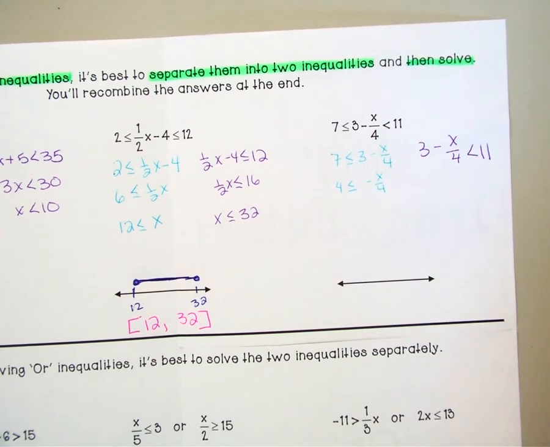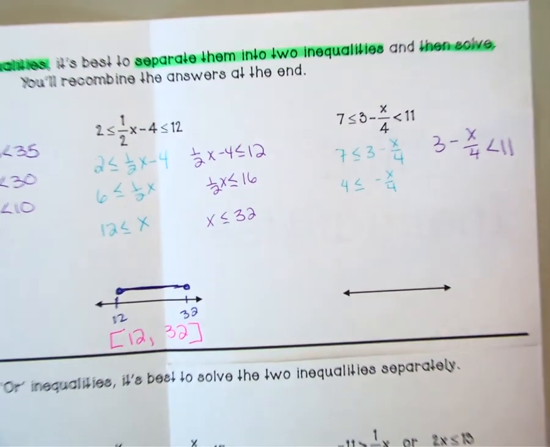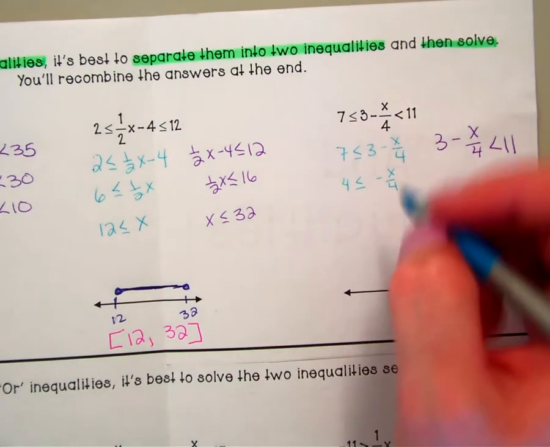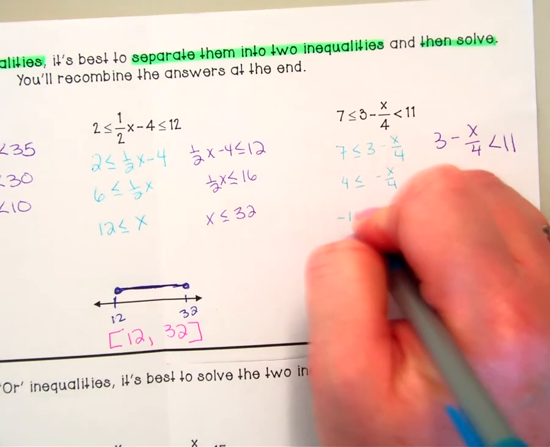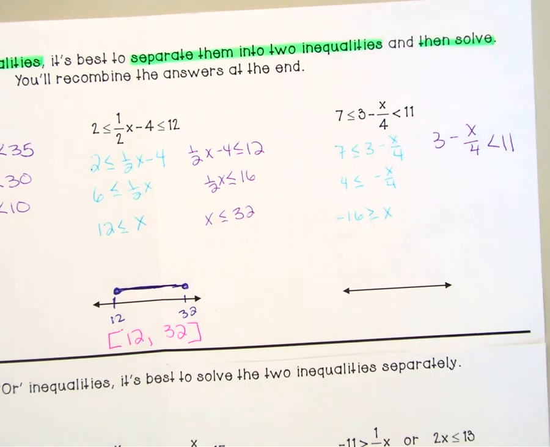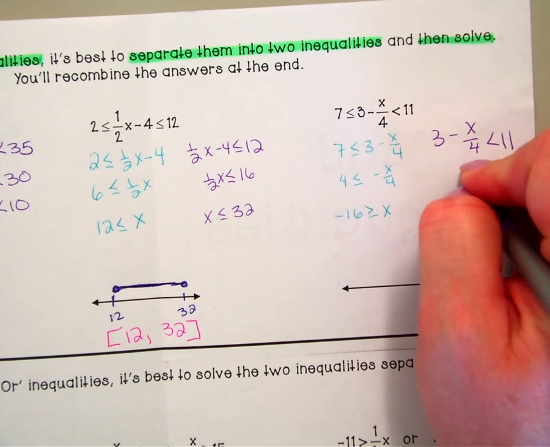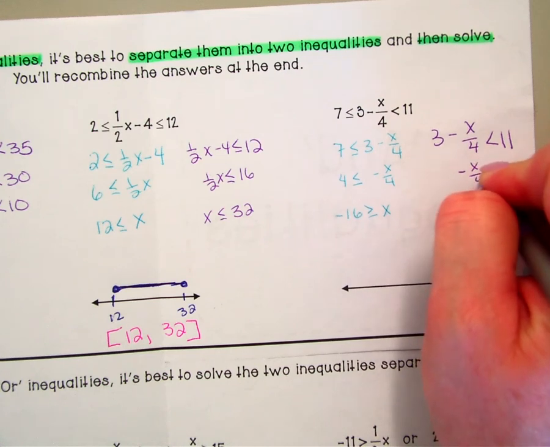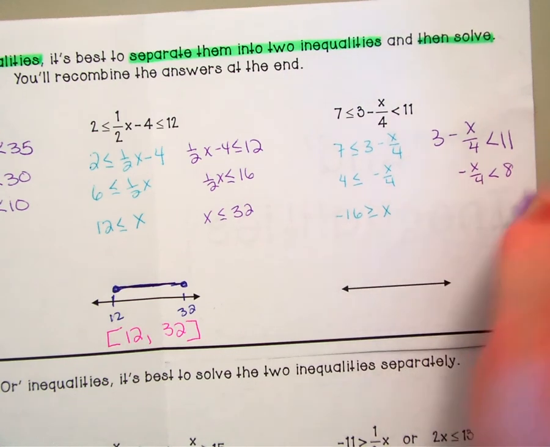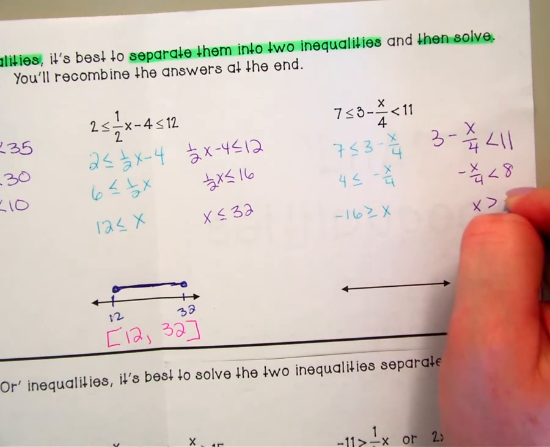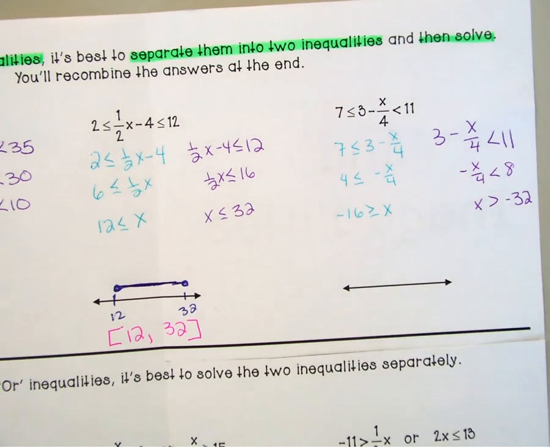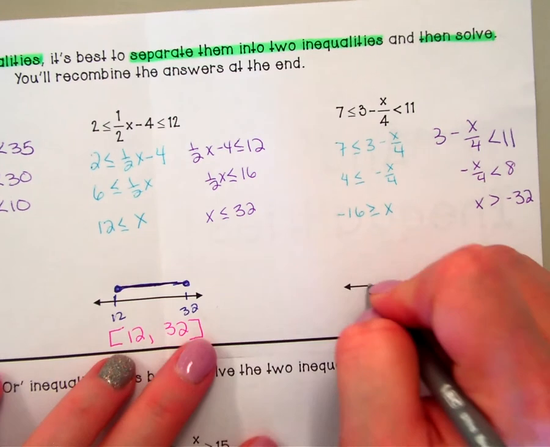And I'm going to have to multiply by -4. So when I multiply by -4, remember our sign flips. So x is actually less than or equal to -16. So on my other side, again, I'm going to subtract my 3, multiply by -4. So I get x is greater than -32 on this one.